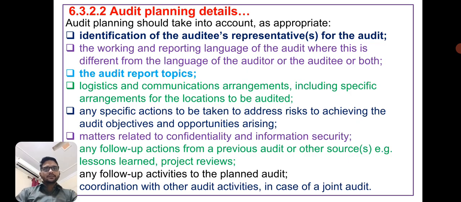Audit planning should also take into account, as appropriate, the identification of auditee's representative for the audit, the audit report topics, the working and reporting languages, logistic and communication arrangements, and any specific action to take to address risk and opportunity, and for arising opportunities, matters related to confidentiality and information security, any follow-up action from previous audit or other sources, any follow-up activities to the planned audits, and coordination with other audit activities in case of joint audit.